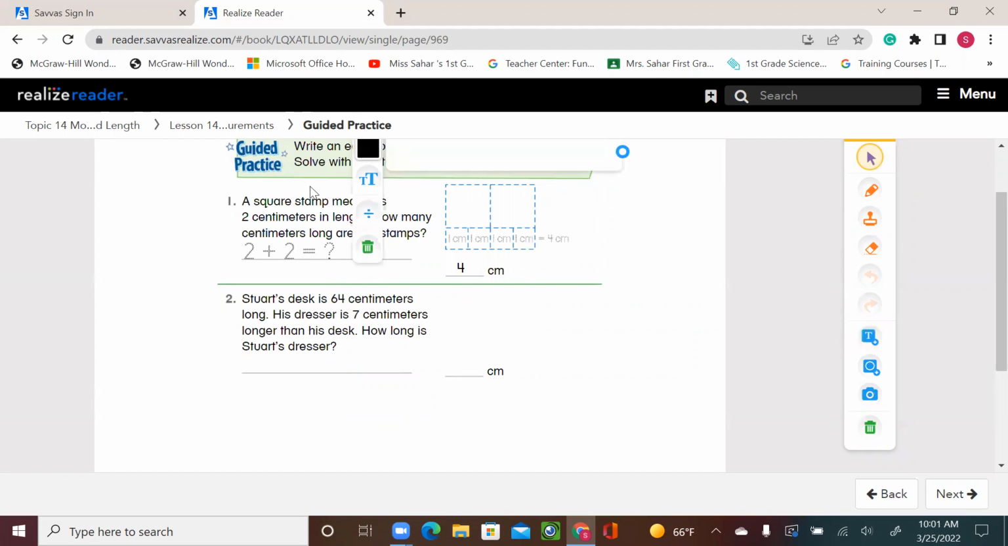So let's write our equation. 64 plus 7 equals 71. So let's write here 71 centimeters. So that means that Stewart's dresser is 71 centimeters and the desk is 64 centimeters long.